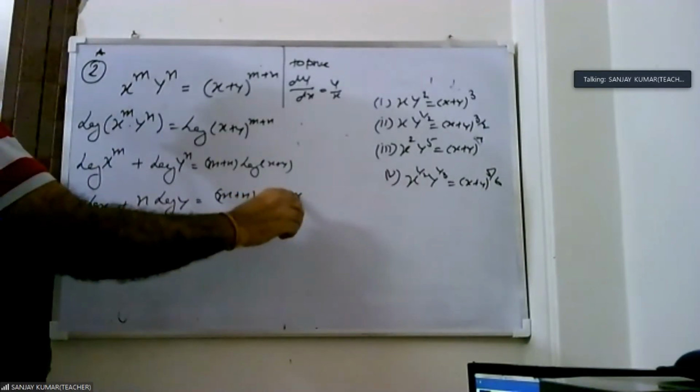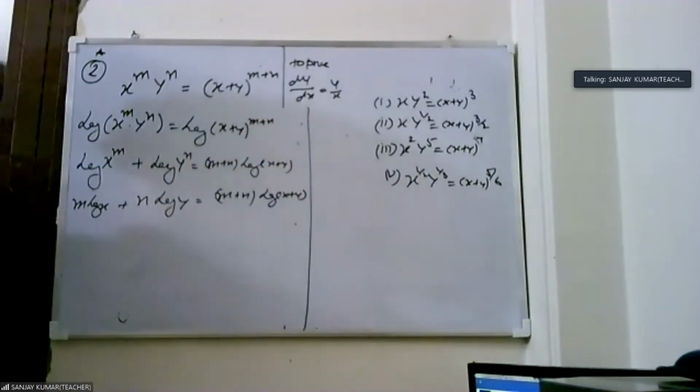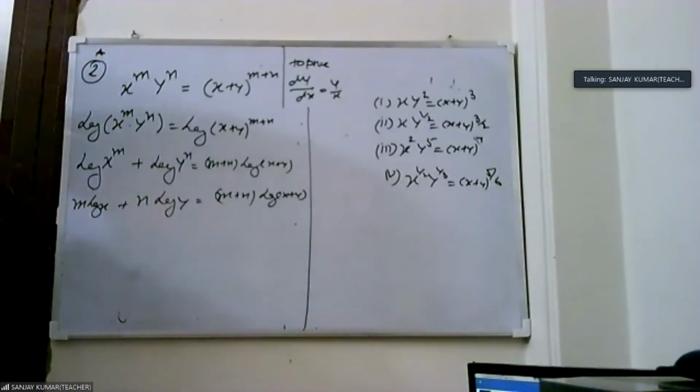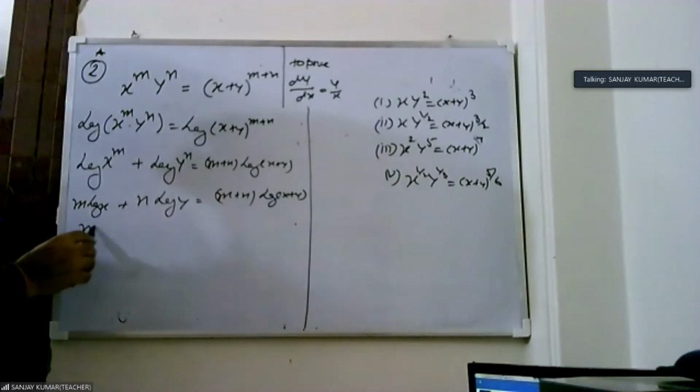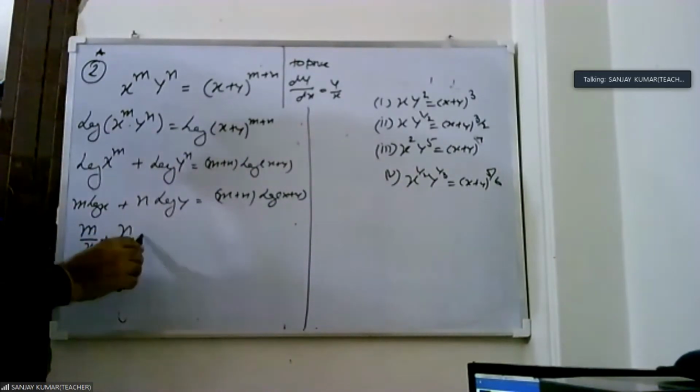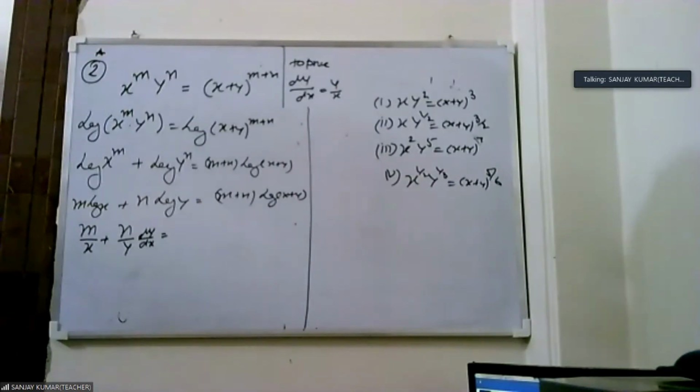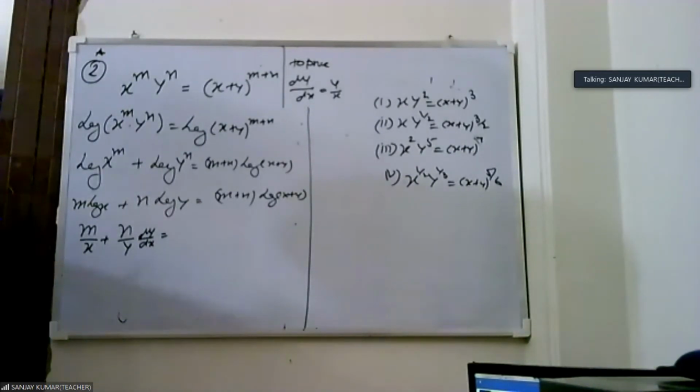I have not started the derivative of this yet. Now we start the derivative of this question. Okay, this is m log x. So the derivative of m log x is m by x, plus n log y, that is n times 1 by y into dy by dx, equals to log of x plus y. Log of x plus y means this term is log and the angle is x plus y.